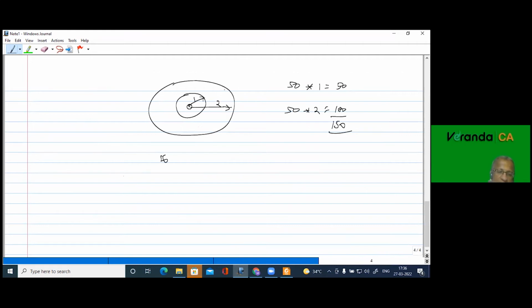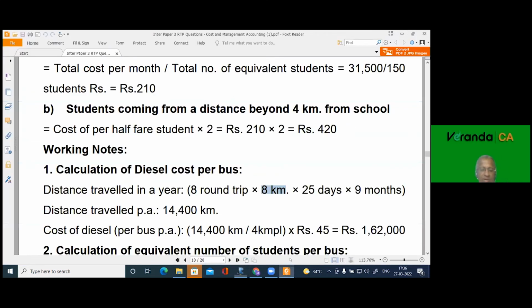So this is what you have for 16 for senior students and another 16 for junior students, and into 2 in the day. So 32 into 2, so 64. 64 kilometers per day into 25 and into 9. So just get that number, 64 into 25 into 9. So 14,400 you just get in a very simple manner. It is only an application of common sense.